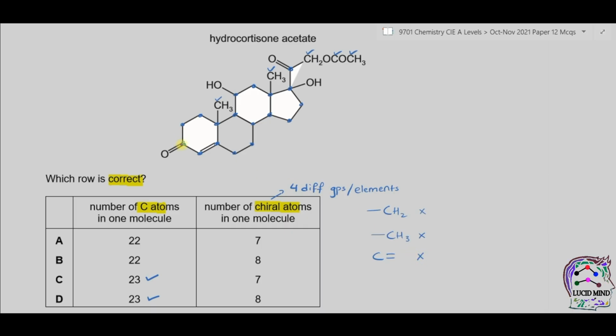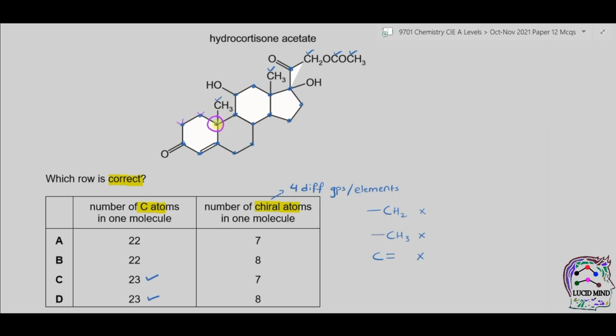Let's look into the structure. This carbon is making a double bond. This is bonded to 2 hydrogen atoms. This is also bonded to 2 hydrogen atoms. This is making a double bond. And we have this carbon atom that is attached to 4 different groups, as this side is different from this one, we have one CH3 and one this one.